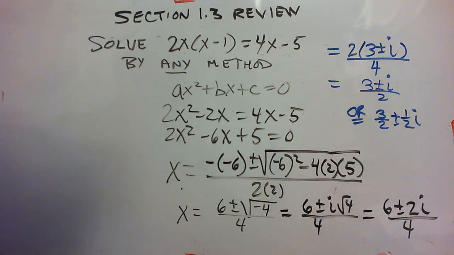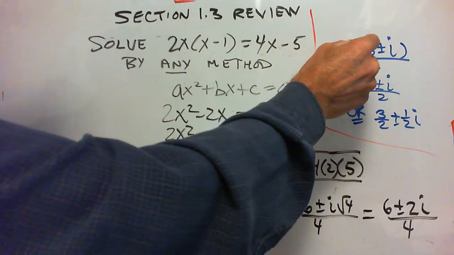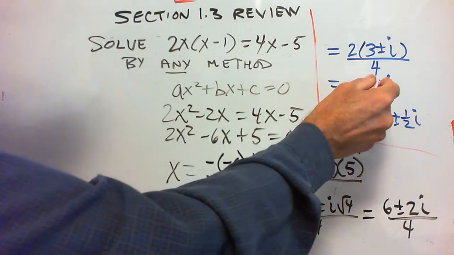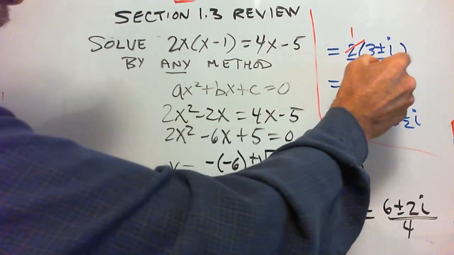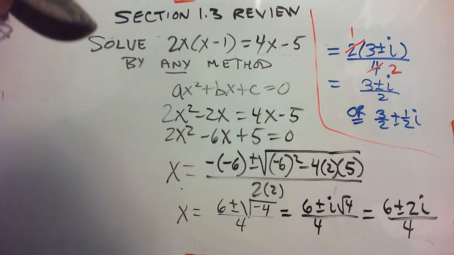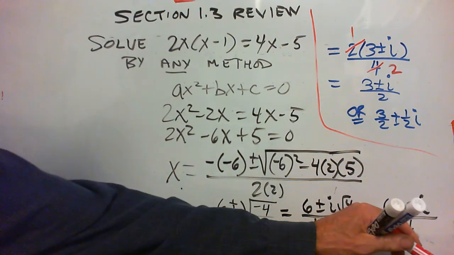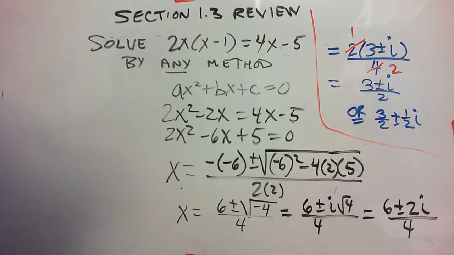The way to do this correctly, I have this up in blue here in the corner. Factor the 2 out of the numerator. Then cancel that 2 with the 4. And that gives you 3 plus or minus i over 2, which you could also write 3 halves plus or minus 1/2 i if you wanted the standard complex form. So know how to go back and forth and simplify these answers correctly, that is.